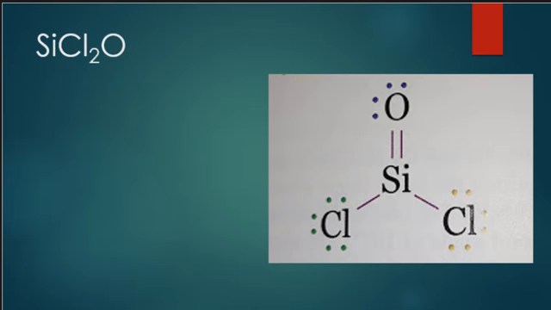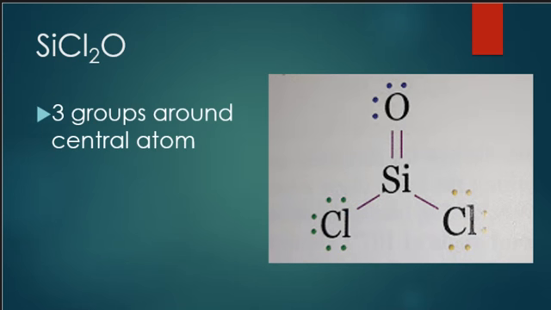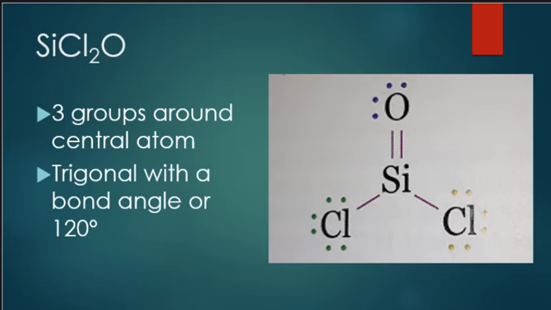Okay, so what is the shape of this one? 3 groups around a central atom. Trigonal planar, with a bond angle, it's supposed to say, of 120 degrees. So that's just trigonal planar. And then I don't know about the polarity of this one. Yeah, they're all over here on the right side there, because they're covalent.